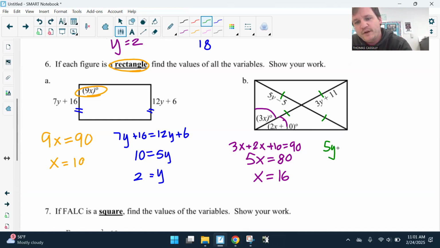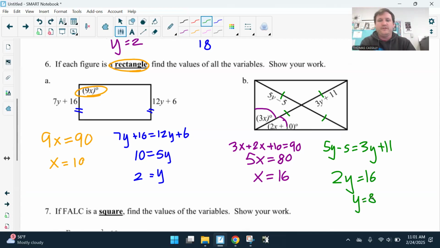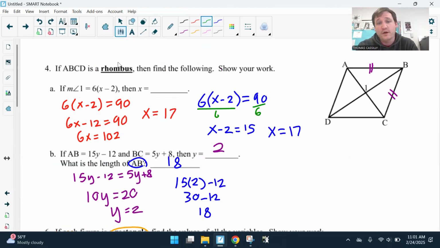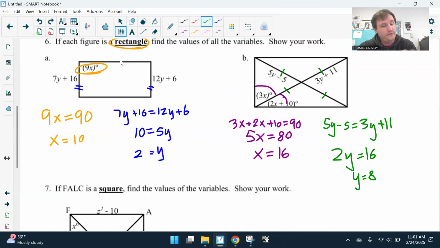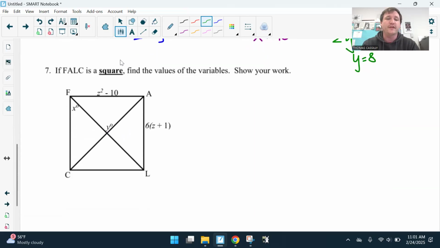I got 5y minus 5 equals 3y plus 11. Do some algebra. 2y equals 16. Therefore, y equals 8. All right, that one's done. So on this top one, we had a rhombus, then we had a rectangle, right? So depending on what type of shape it is, that is going to affect these setups here. All right, last one, square.